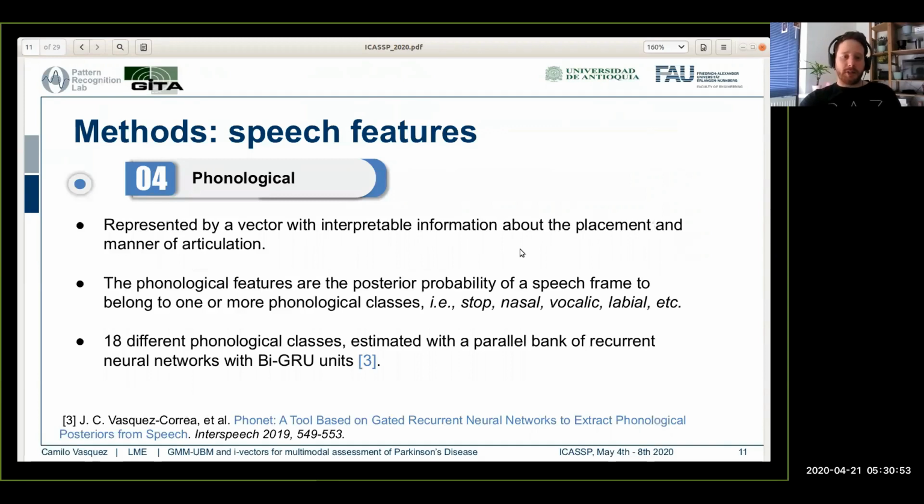Finally, our fourth speech-based feature corresponds to phonological posteriors. These phonological features are represented by a vector with interpretable information about the placement and manner of articulation, and correspond to the posterior probability of a speech frame to belong to one or more phonological classes, like stop, nasal, or vocalic, among others. We consider a total of 18 different phonological classes, estimated with a parallel bank of recurrent neural networks with bidirectional gated recurrent units, as we showed in previous studies.